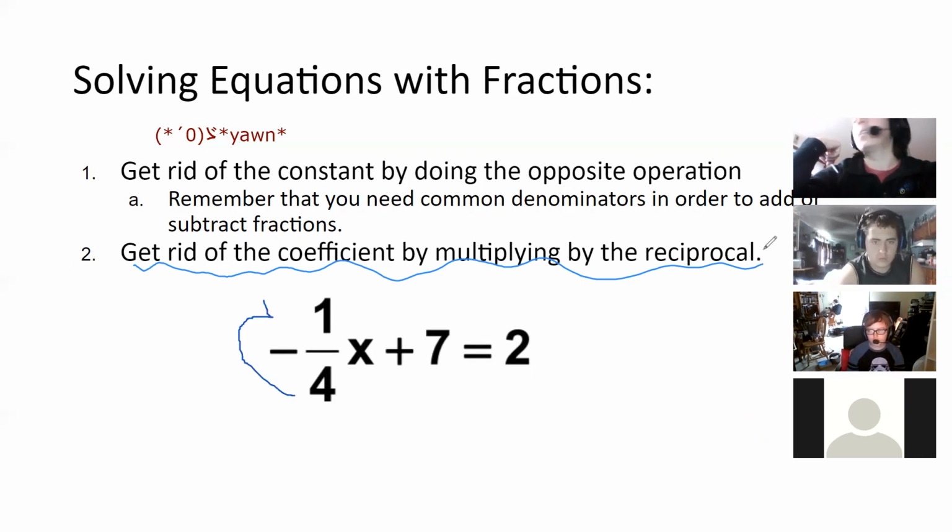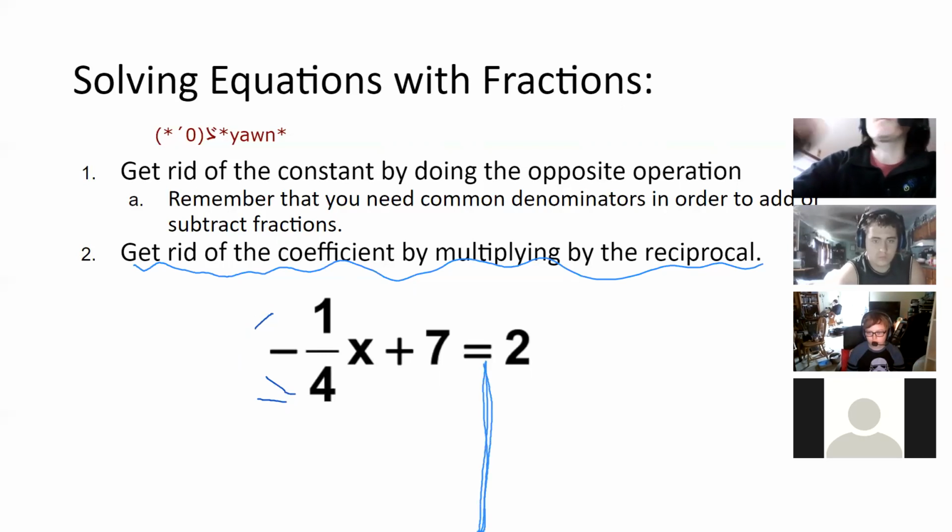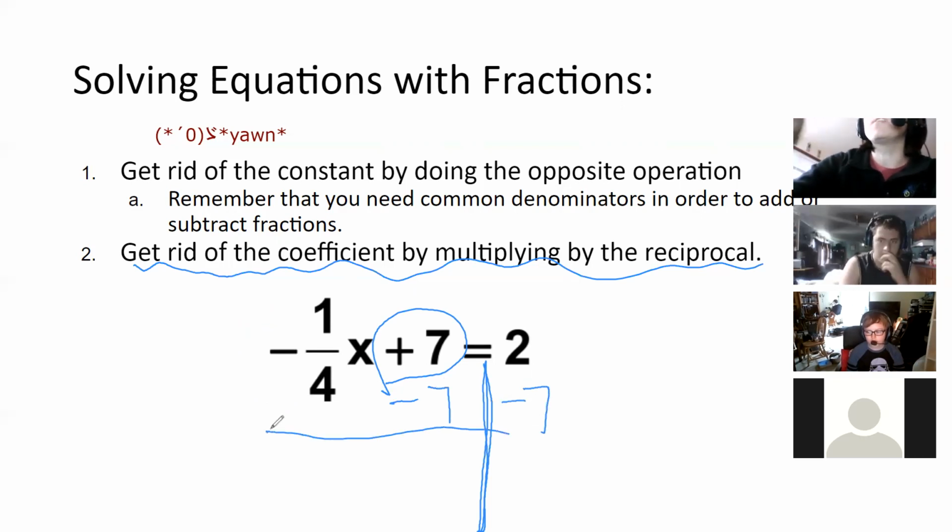Okay. What is a reciprocal? Yeah, it's where you flip your fraction. Good. Okay, so let's solve this two-stepper here. So I'm going to get rid of my constant, which is 7, by doing the opposite, right? So we're going to subtract 7. So we're left with negative 1/4 times x equals -5.